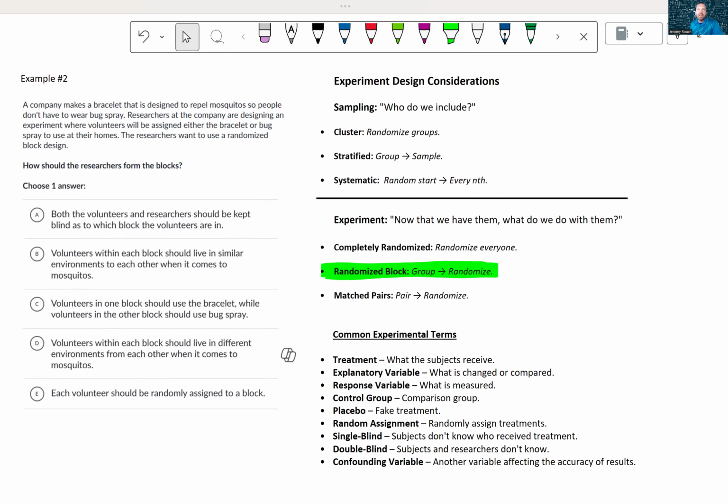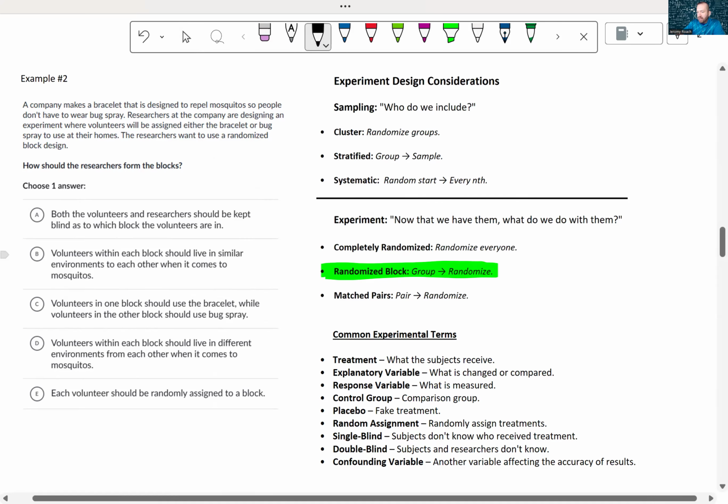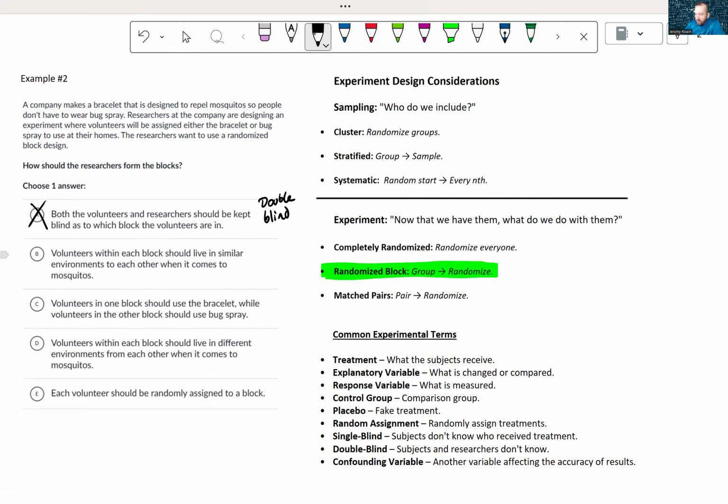So answer choice A says both the volunteers and researchers should be kept blind as to which block the volunteers are in. So if both the researchers and the volunteers are blind, this is called a double blind study, not blocking. So A is double blind. I'm just going to write that in here, just so we can see some counter examples for some of these example problems. There's a lot to read through, so I'm not always going to explain all the counter examples in great detail, but just so you know, that's double blind.